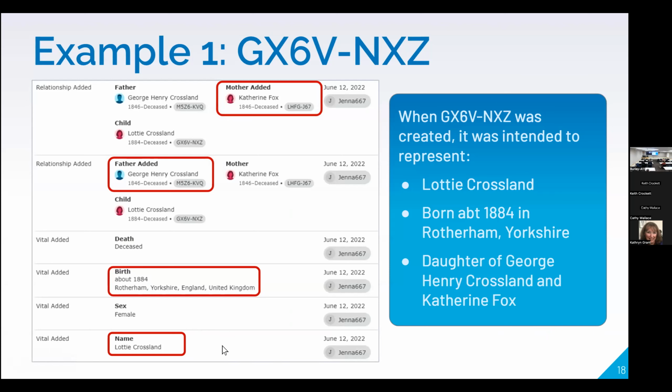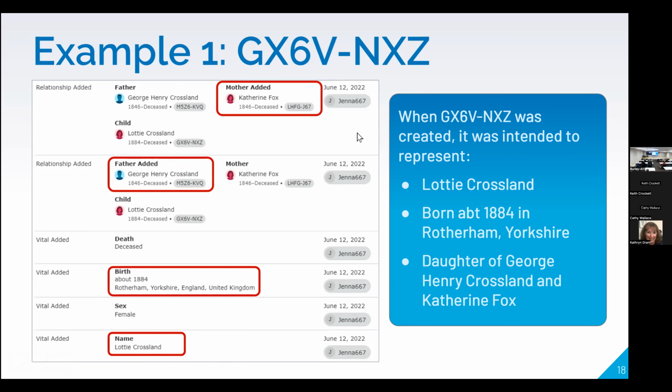So this profile, when my friend Jenna created this profile, she fully intended it to be for Lottie Crossland, who was born in 84 in Rotherham, Yorkshire, had this dad, George Henry, and this mom, Kathryn Fox. This uniquely identifies this profile and says this is the human being that this profile is meant to represent.